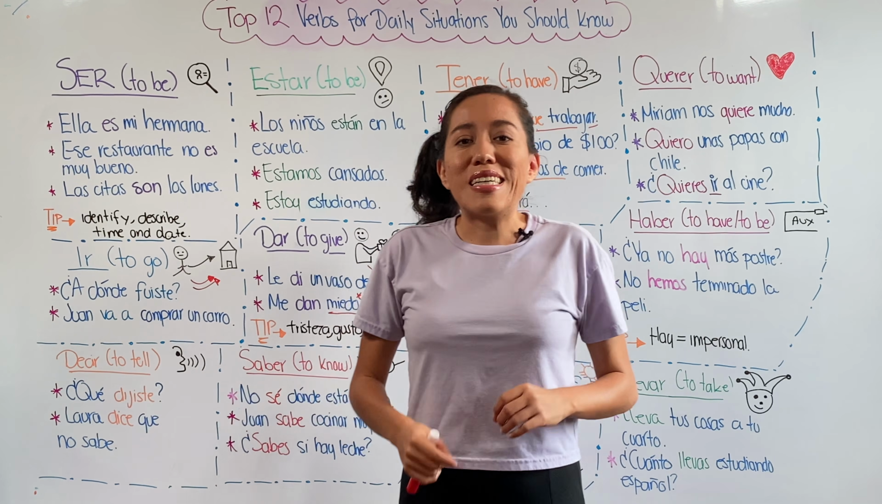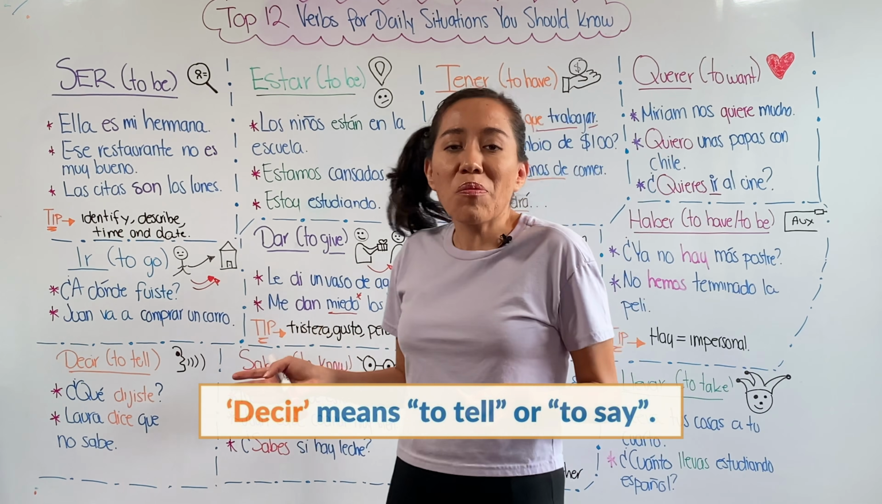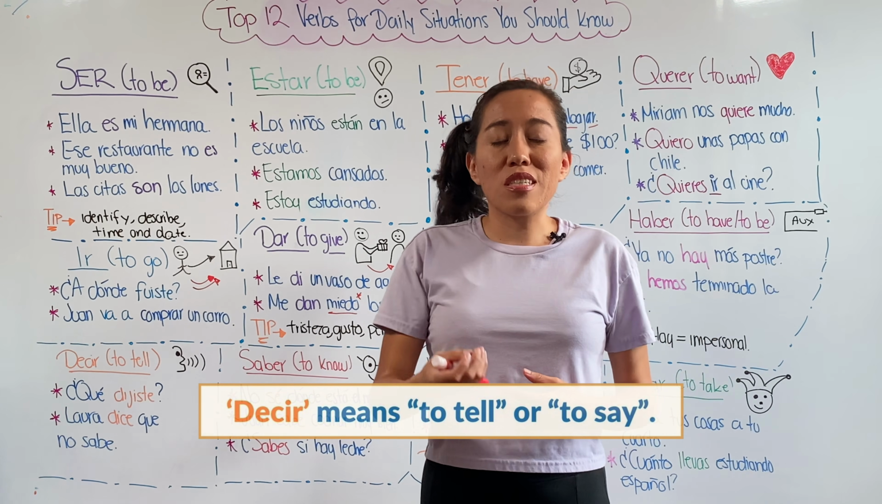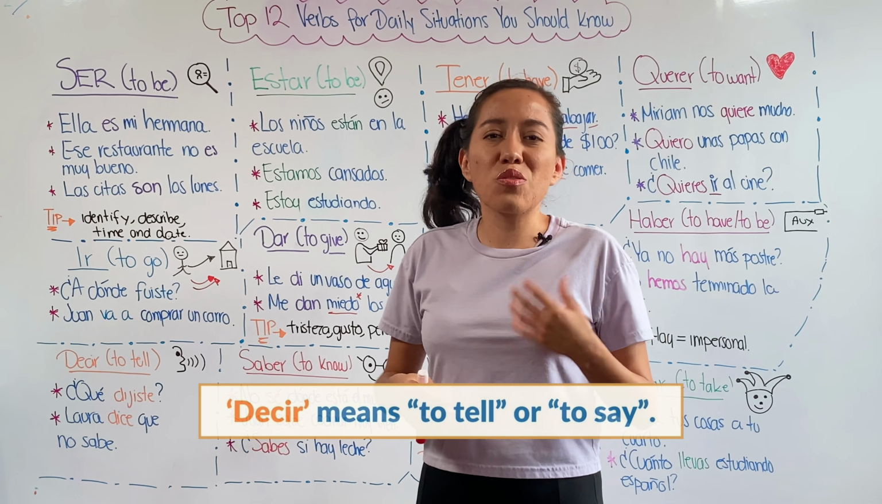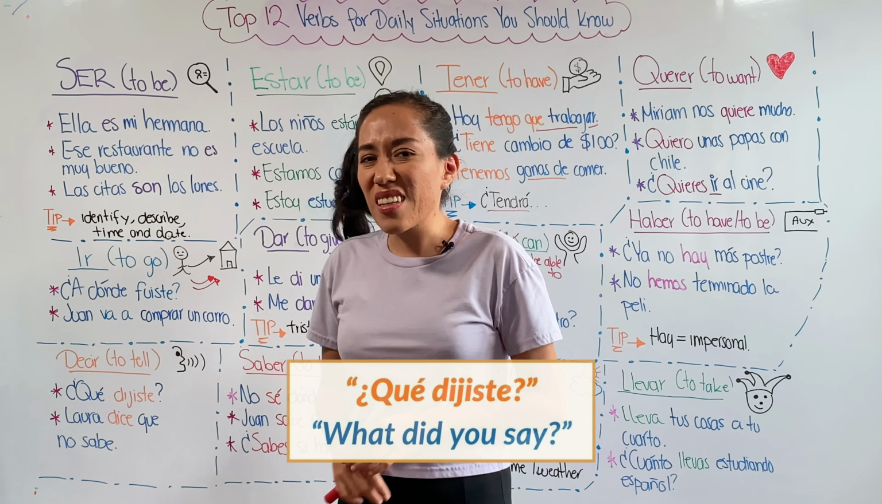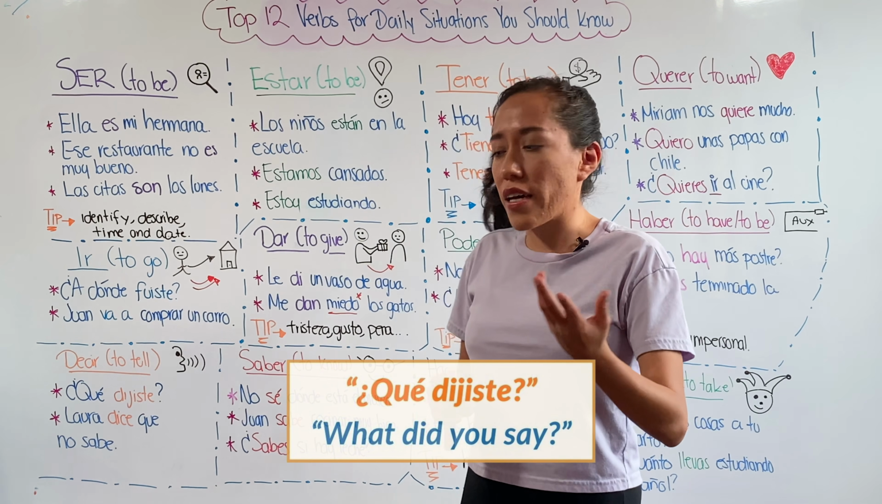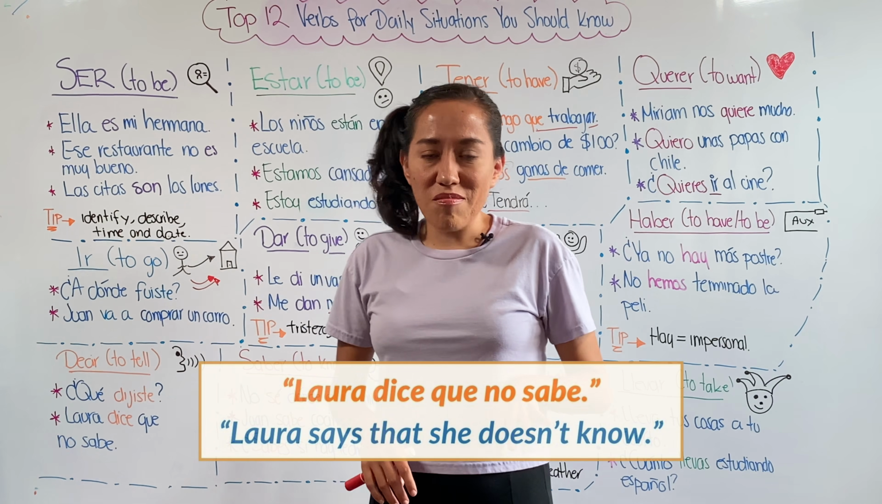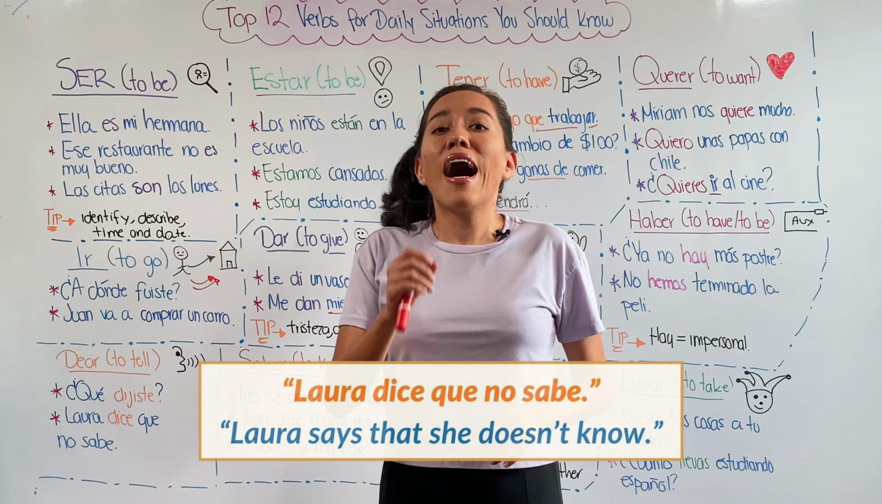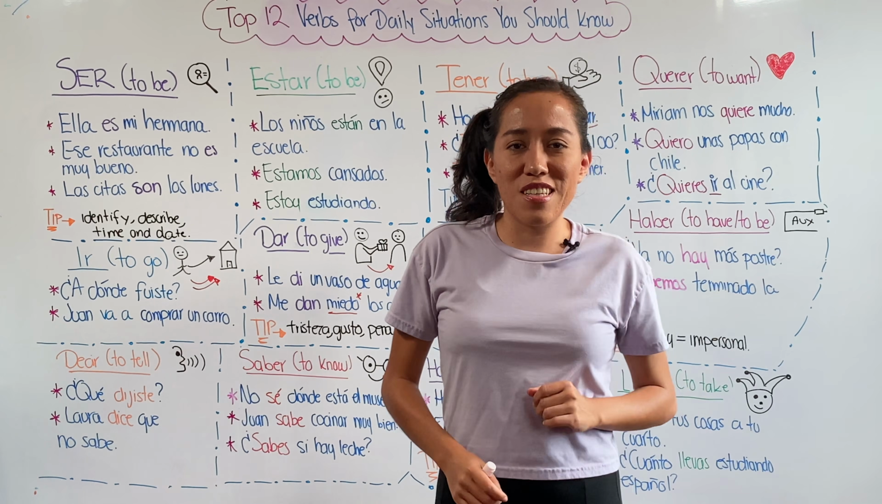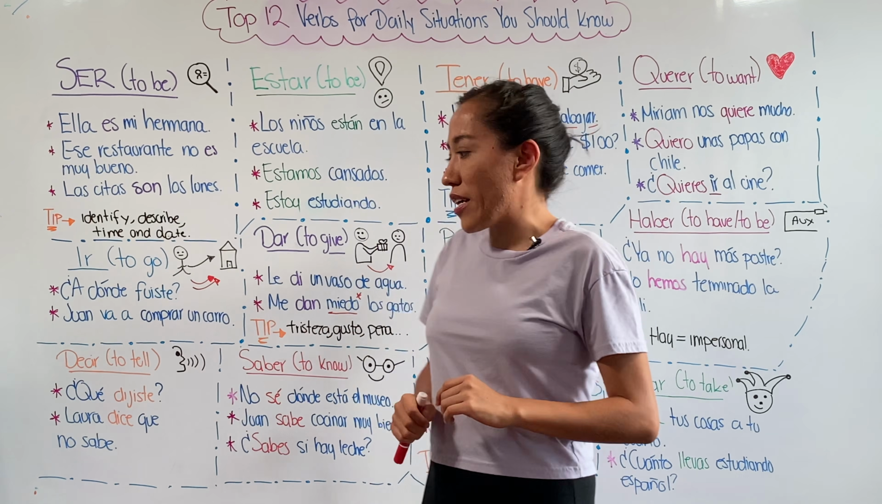The next verb is decir, to tell. In Spanish, we use decir to say what other people are saying or ask someone to repeat themselves. ¿Qué dijiste? What did you say? Laura dice que no sabe. Laura says that she doesn't know. As you can see, decir can also be translated as to say.